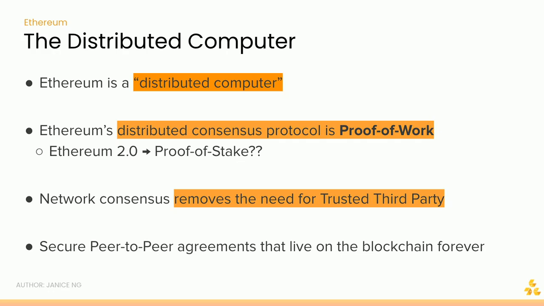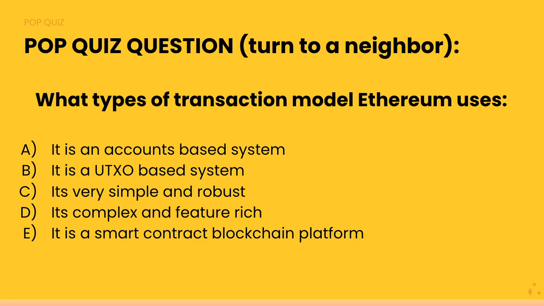But there's the proposed Ethereum 2.0, which is intended to move to proof of stake, which would be more environmentally friendly, which if you remember, we went over in the past lecture, how proof of stake works versus proof of work. So I'm not going to go back over that today. And then the network consensus removes the need for a trusted third party. We remember that from Bitcoin. And there's secure peer-to-peer agreements that live on the blockchain forever. We remember that from the Bitcoin blockchain as well.